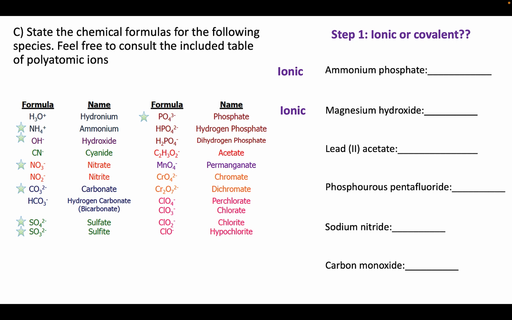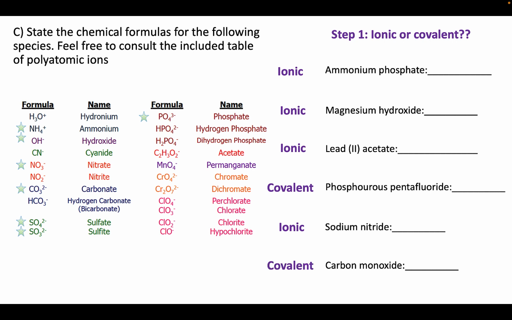Lead(II), this is in reference to the Pb2+ cation, so ionic again. Phosphorus pentafluoride, we look at these and I look at the periodic table and I see fluorine is a nonmetal, phosphorus is a nonmetal. So I'm not seeing anything that's going to act as a cation in this compound, and therefore this one is actually covalent. Sodium nitrite, I see sodium, Na+, that's a cation, so it must be ionic. And carbon monoxide, for the same reasons as phosphorus pentafluoride, I see no cation and therefore also covalent.